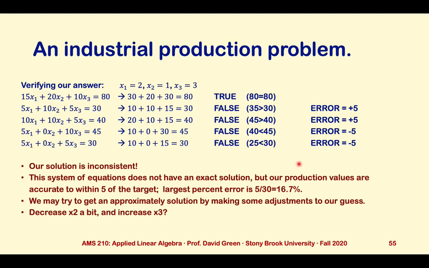The production values aren't that far off. They're within 5 of the target. And in terms of a percent error, the largest percent error, since all of the absolute error is the same, would be that divided by the smallest target, which is 30, or about 16, 17%.